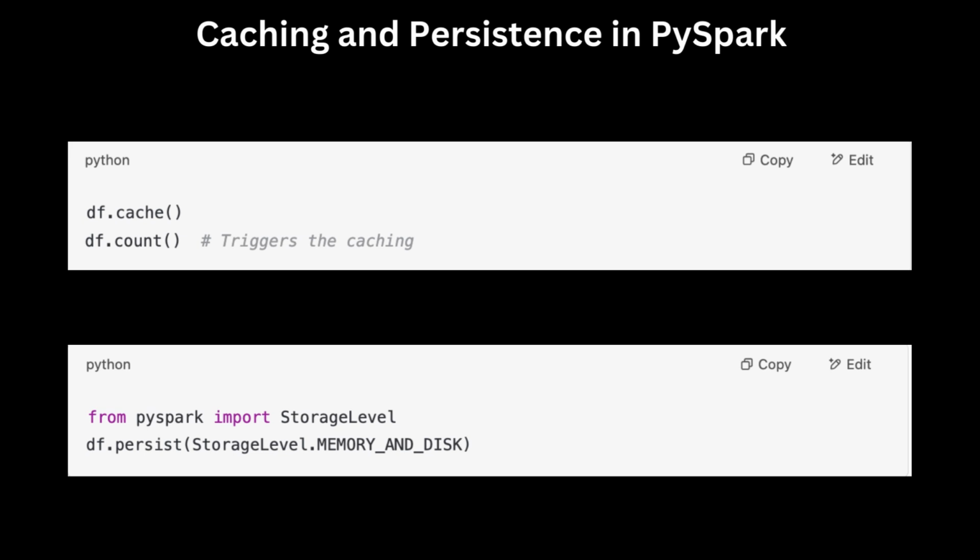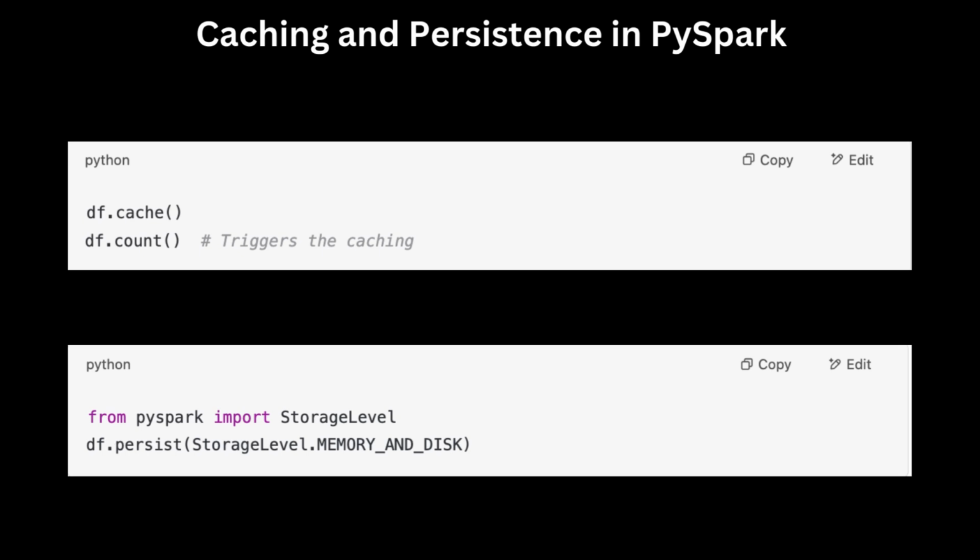When working with large datasets in PySpark, performance can take a hit if computations are repeated over and over. That's where caching and persistence come in. Caching is used to store the results of intermediate computations in memory. This helps avoid recomputation the next time those results are needed, especially useful in iterative algorithms or when a dataset is reused multiple times. By default, cache stores the DataFrame in memory only, which is fast but limited by RAM. If memory is insufficient, the computation will be re-executed.